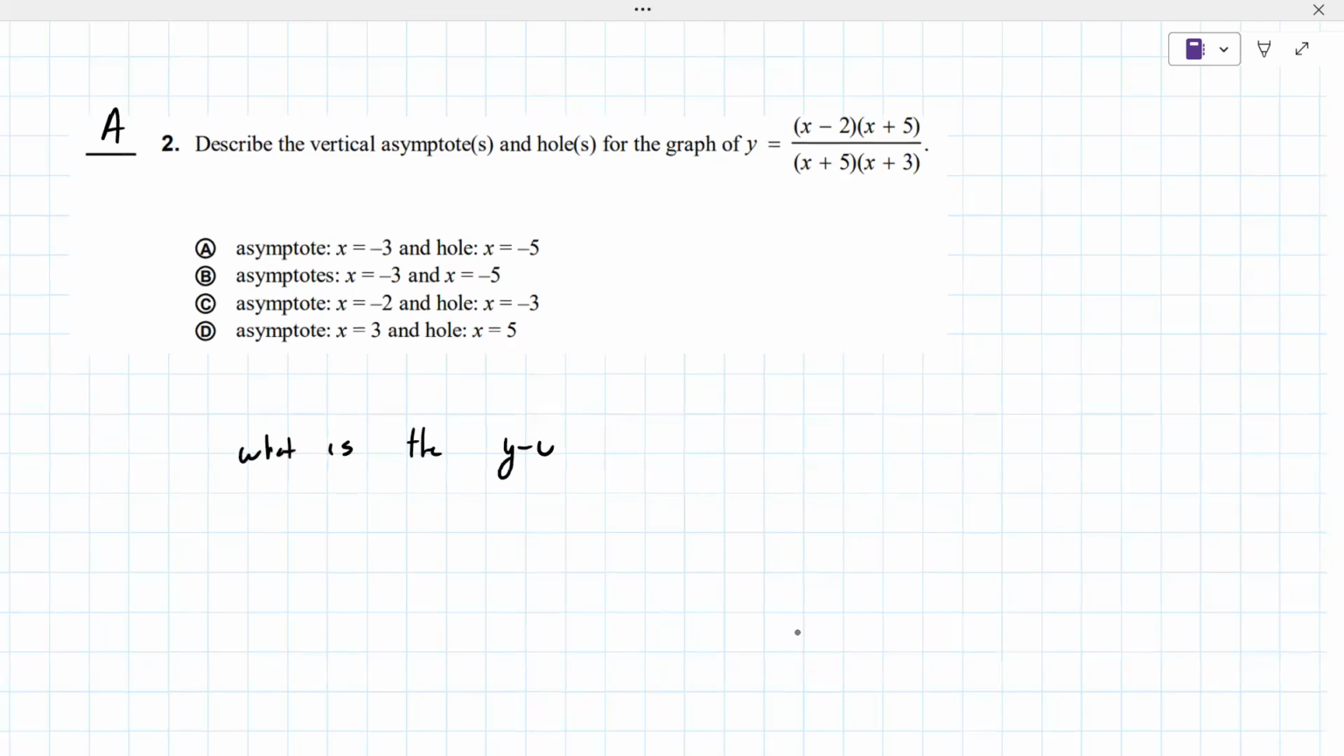What is the y value of the hole? For the y value, you have to plug in for x. So if you plug in -5, it would be 7/2. Yes. Very good. Okay.